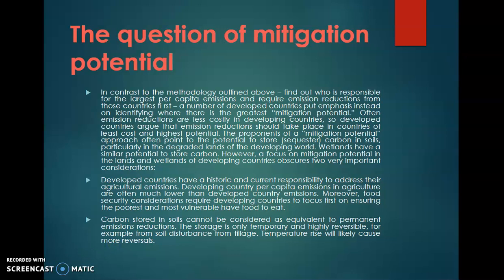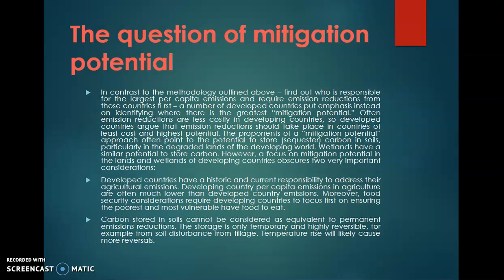The question of mitigation potential. In contrast to the methodology outlined above, find out who is responsible for the largest per capita emission and require emission reductions from those countries first. A number of developed countries put emphasis instead on identifying where there is the greatest mitigation potential. Often emission reductions are less costly in developing countries. So developed countries argue that emission reduction should take place in countries of least cost and highest potential.